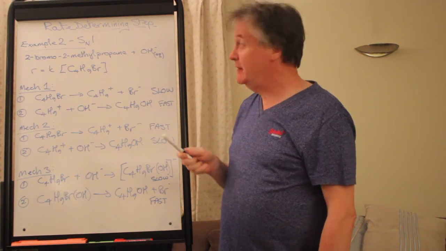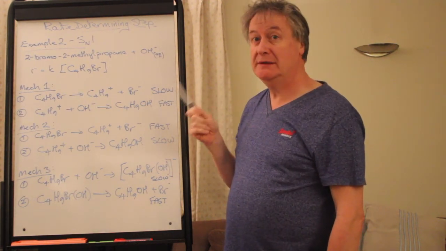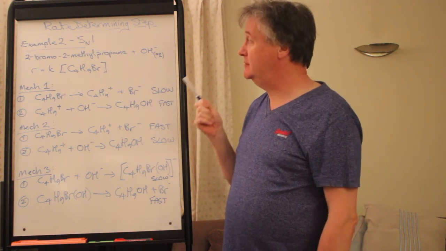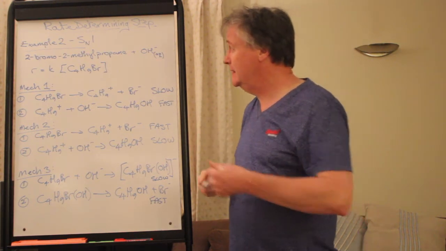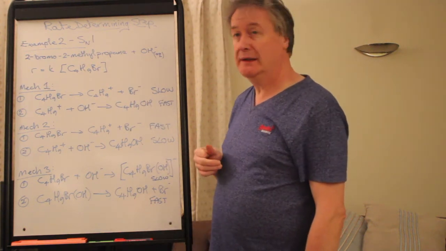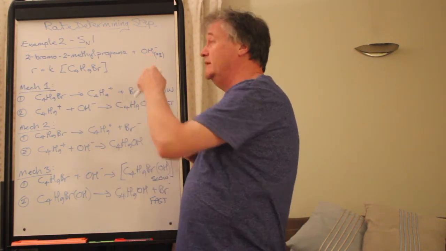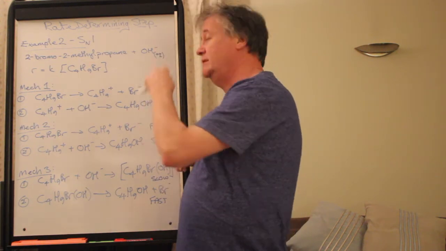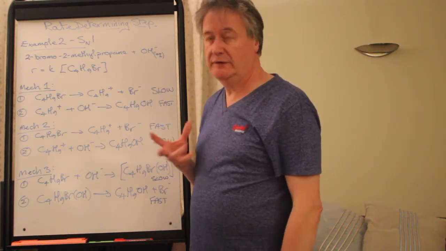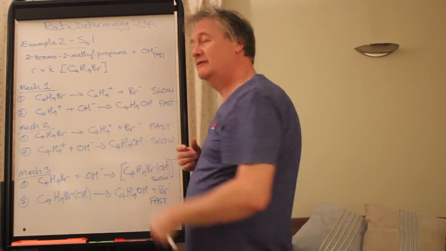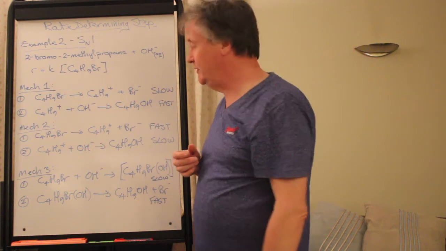So, time for another chemical example. SN1 nucleophilic substitution, unimolecular nucleophilic substitution. So, 2-bromo-2-methyl-propane is the organic, and hydroxide. Now, if you remember the other video, you know that it's a 50-50 mix of water and ethanol as the solvent to ensure that you get this to dissolve. But the active nucleophile is OH minus dissolved in water.